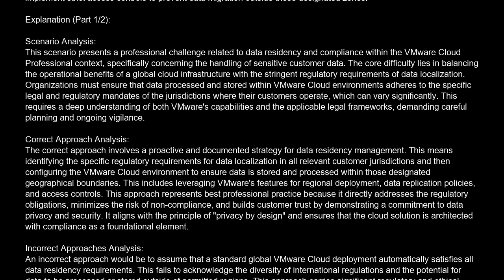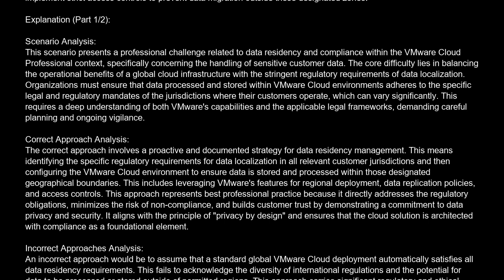Correct approach analysis. The correct approach involves a proactive and documented strategy for data residency management. This means identifying the specific regulatory requirements for data localization in all relevant customer jurisdictions, and then configuring the VMware Cloud environment to ensure data is stored and processed within those designated geographical boundaries. This includes leveraging VMware's features for regional deployment, data replication policies, and access controls.